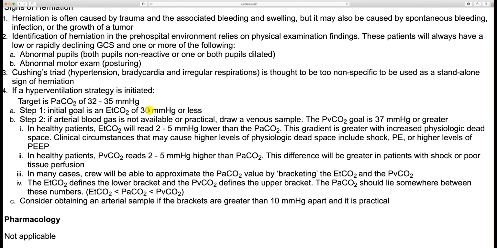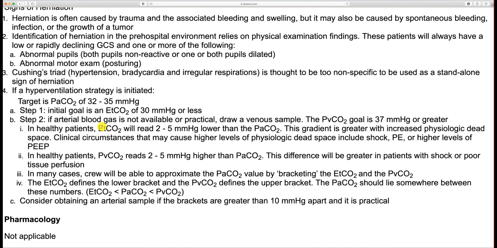Yeah, and that just follows the gradient, as we discussed above, with a normal gradient being somewhere like 2 to 5. So once we get that 30 or less, then we draw the blood sample, whether that's an arterial or a venous sample. If you have access to an arterial sample, then we would recommend drawing that in this scenario, because that is the gold standard. That is what we're trying to target, this 32 to 35.